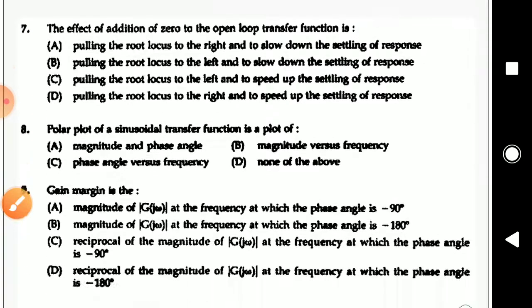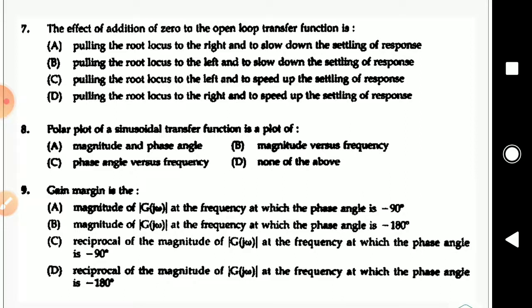Moving on to the seventh question, the effect of adding a zero to the open loop transfer function is, if you are adding zeros to the transfer function, it will pull the root locus to the left and the system will become more stable. Whereas if you are adding poles to the transfer function, it will pull the root locus to the right and the system will become less stable.